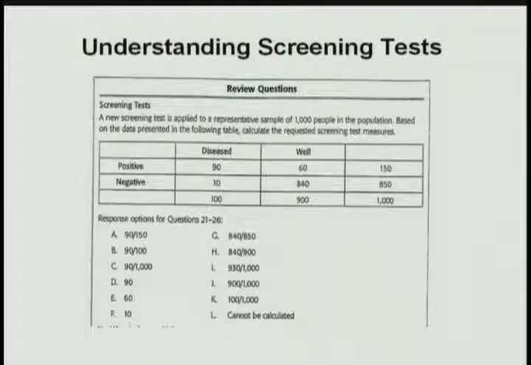And finally, what is the prevalence of disease, assuming a representative sample? What is disease prevalence here? Well, that's fairly straightforward. We have 100 total disease people out of 1,000 of the population that we're talking about. 100 out of 1,000, the answer here is K.